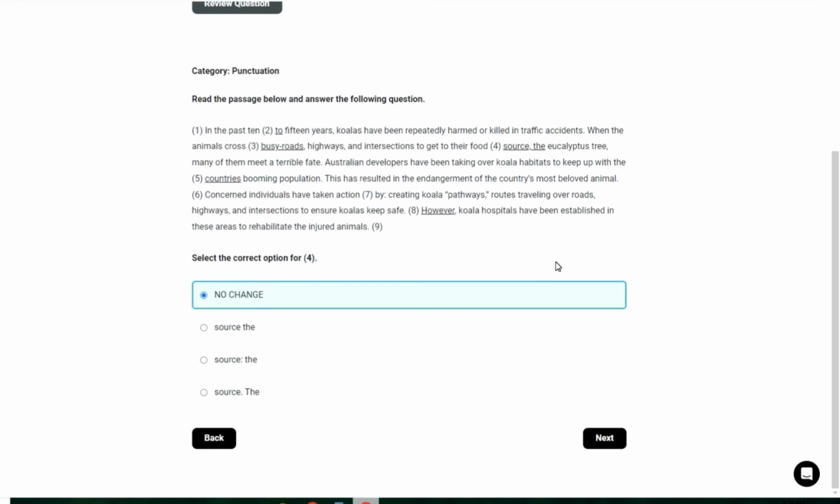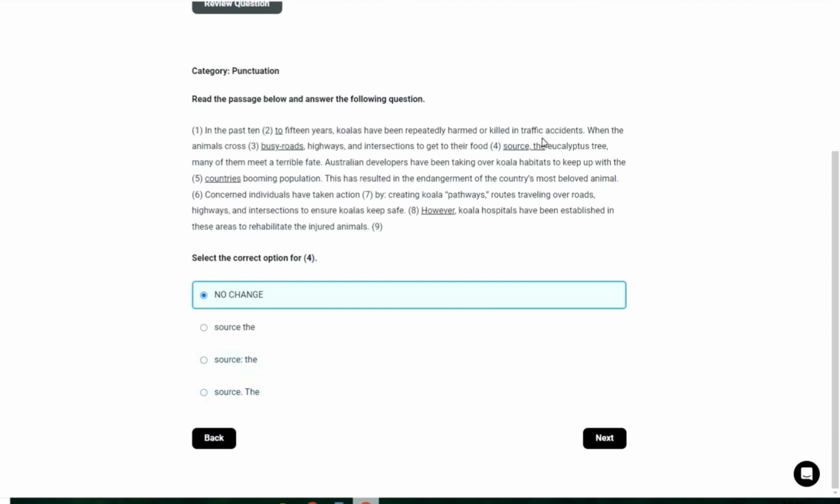For letter C, in intersections to get their food source, and then they put a colon, the eucalyptus tree, comma, many of them meet a terrible fate. Now, although the colon might be correct if there was a period after, say, the eucalyptus tree, if this thought ended right here, then it might make a little bit more sense because it would be emphasizing it. But there's this additional part, many of them meet a terrible fate. If we put a colon right here, it needs to be, like I said, a list or an emphasis. And in this case, it's neither of these. It may be emphasizing the eucalyptus tree, but it's not talking about they meet a terrible fate. So a colon would be incorrect.